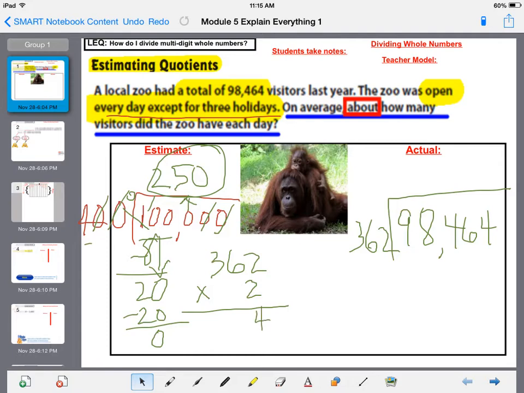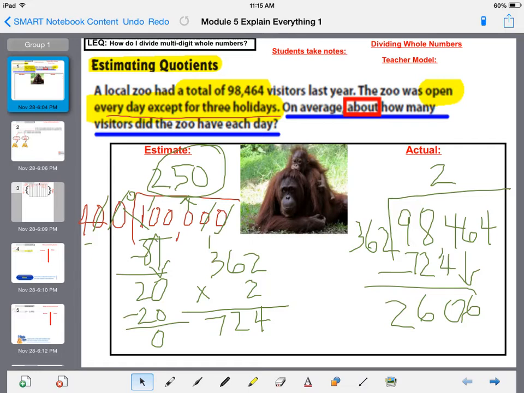So 2 times 2 is 4. 2 times 6 is 12. 2 times 3 is 6 plus 1 is 7. So we know that if we go over that, it will be over 900. So we're going to say that 362 goes into 984 2 times. We're going to subtract 724 from 984, and that leaves us with 260. We're going to bring down this 6.